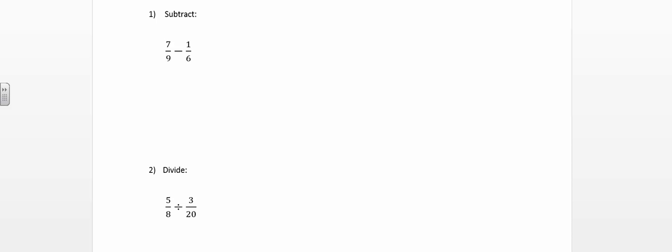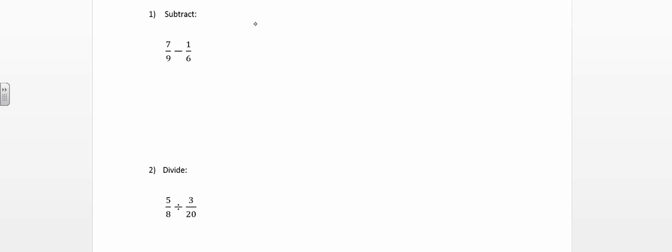Here are two problems where we're working with fractions. The first one is we are subtracting two fractions with different denominators. So remember, when we're adding or subtracting fractions, we need to find a common denominator before we can proceed.